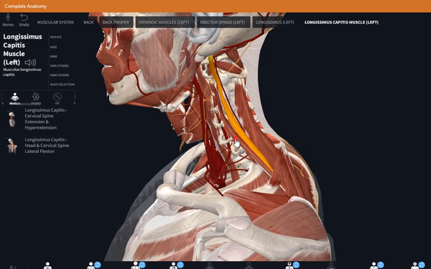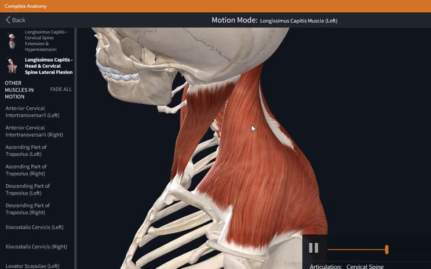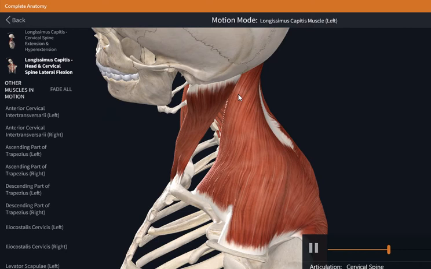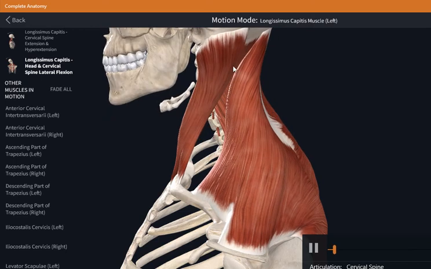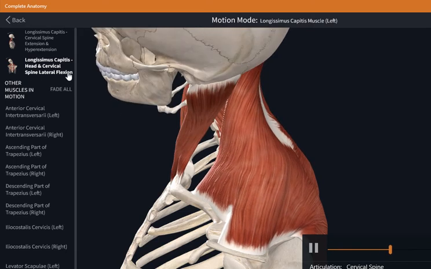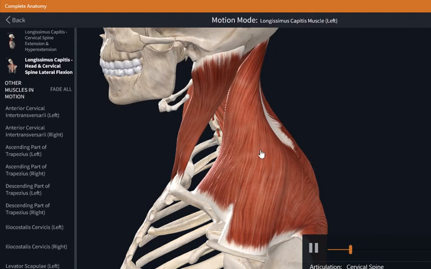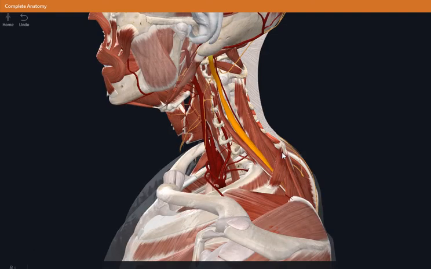So let's visualize. Still by Newton's third law, you are going to visualize the action of this particular muscle. So the action of lateral flexion will be in this direction since they are located posteriorly and laterally. So this is the lateral flexion. The extension will instead be in this direction. So we've seen the muscle longissimus capitis.